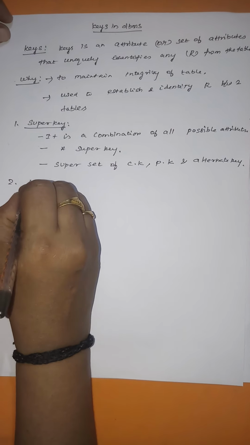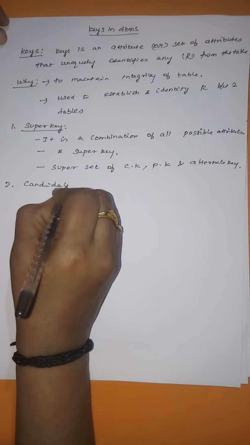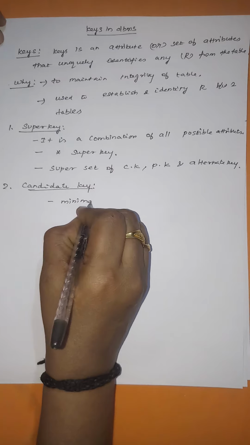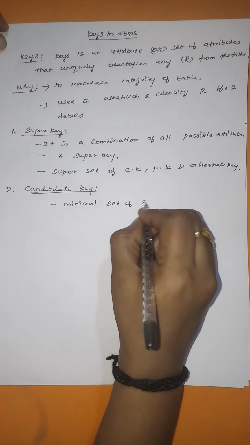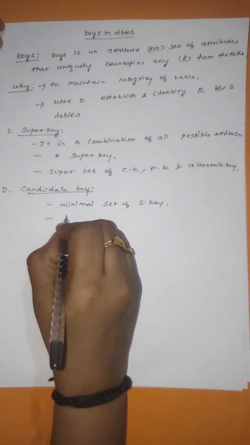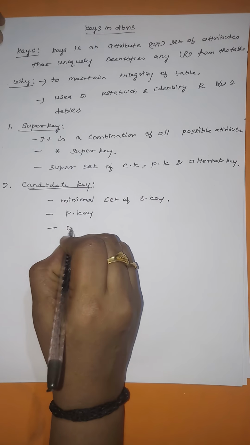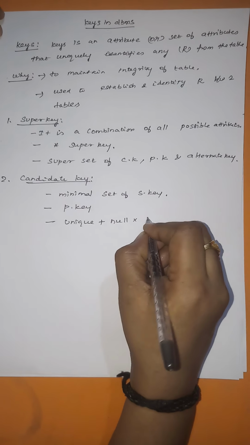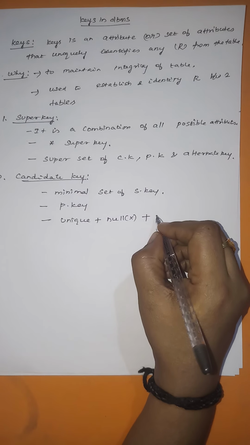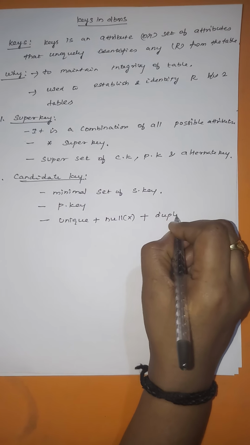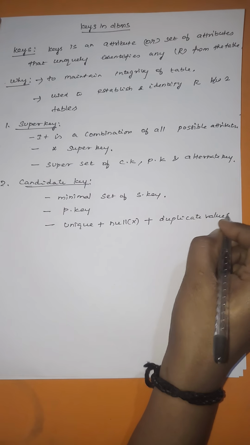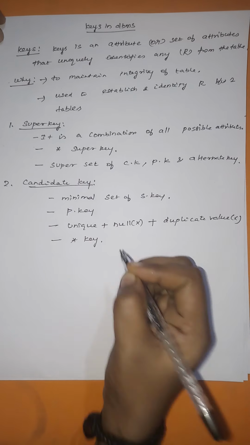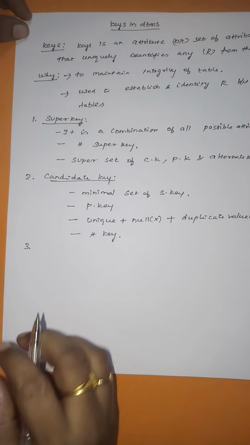Next key is the candidate key. A candidate key is a minimal set of the super key. It is also a primary key. It is a unique key. It cannot accept null values. It cannot accept duplicate values. There can be more than one candidate key in a single table. That's all about the candidate key.